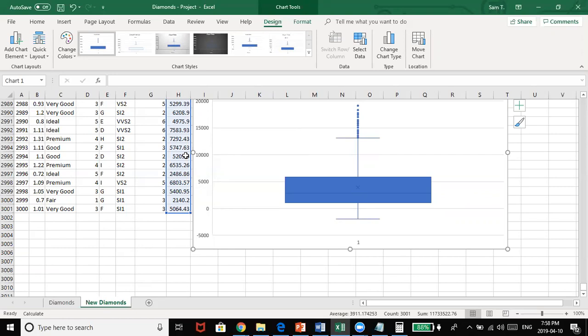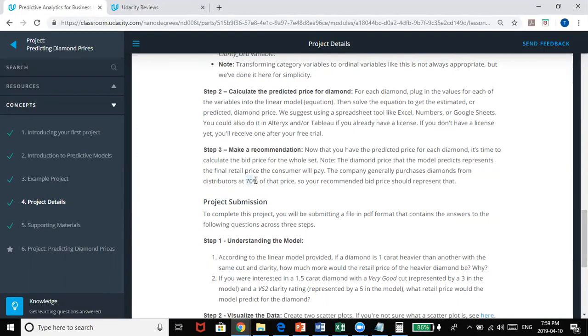And you should also keep in mind the company generally purchases diamonds from distributors at 70% of that price. So you should account for the 70%, because there is no company that would want to buy at a loss. Every company would want to buy at them making some form of profit. So you would want to account for the 70% in your recommendation.